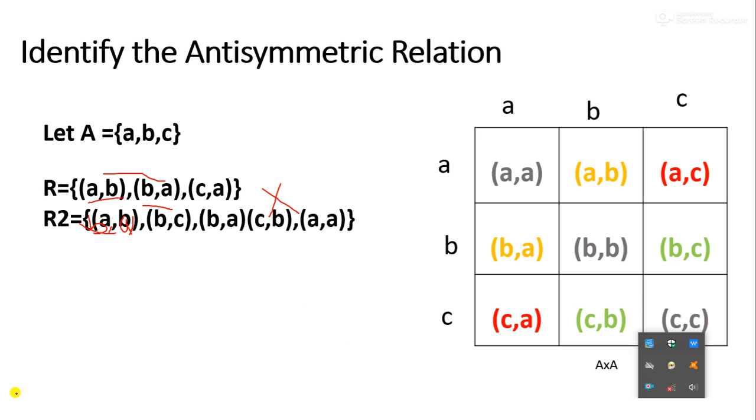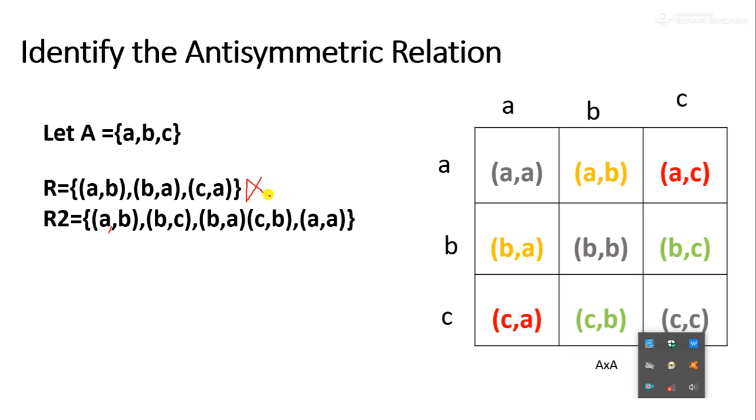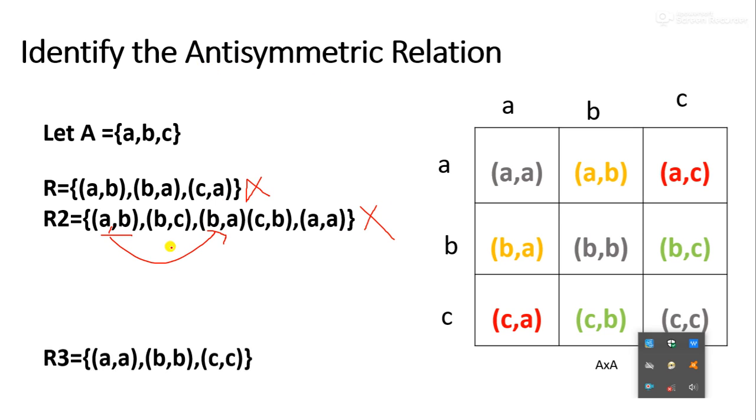So we have another relation. This first relation is not an antisymmetric relation, and we have the first element which is AB, and the symmetric of AB is BA. So we don't need to check further because we have this symmetric pair. So this is not an antisymmetric relation.